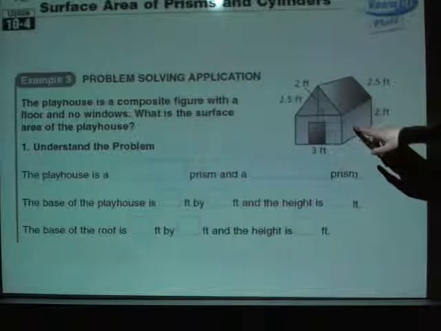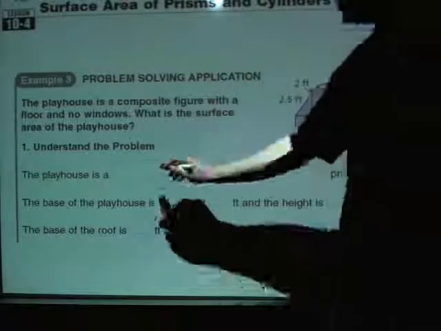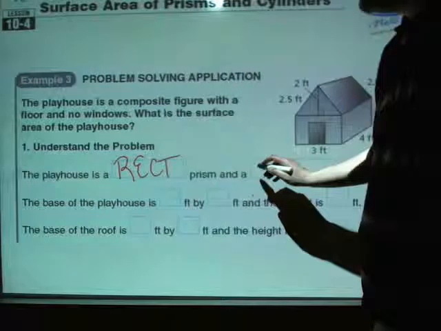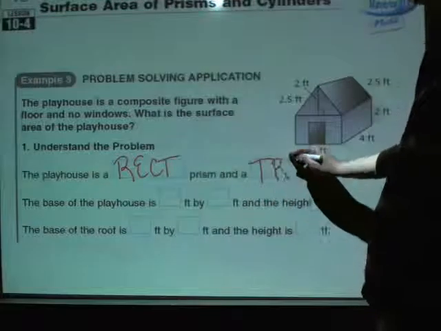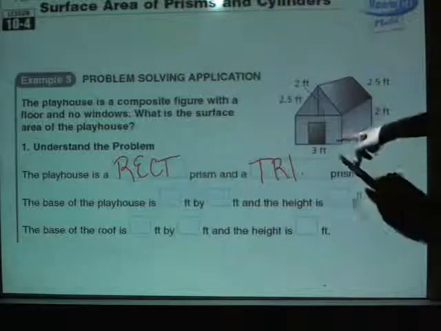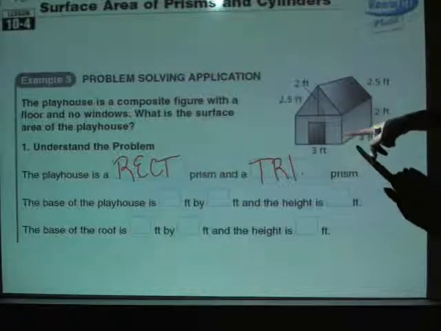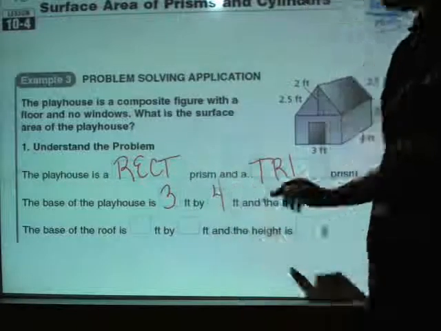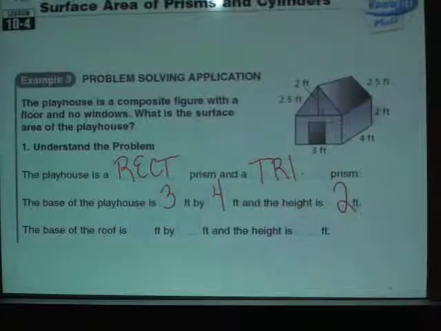As you can see, the bottom is a rectangular prism. Let's go ahead and start off with that because that's the first thing they're asking us for. And the top piece is a triangular prism. The rectangular prism has a base that measures 3 by 4, and that whole prism is 2 feet tall. When we talk about the triangular prism, remember the base of a prism is the thing there's two of.